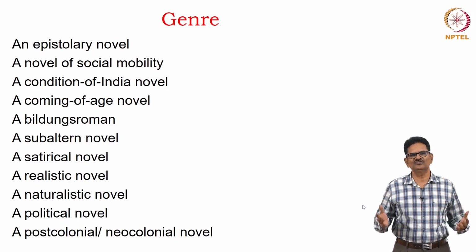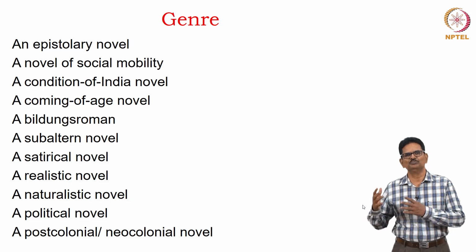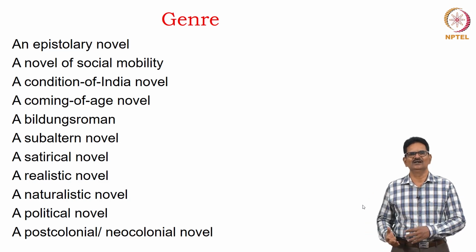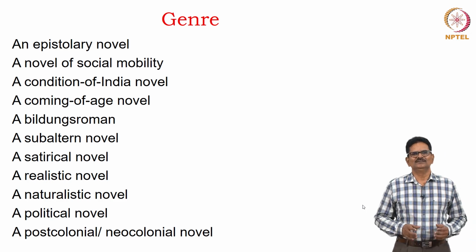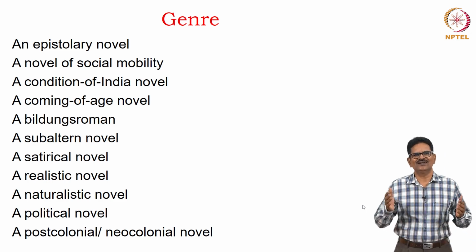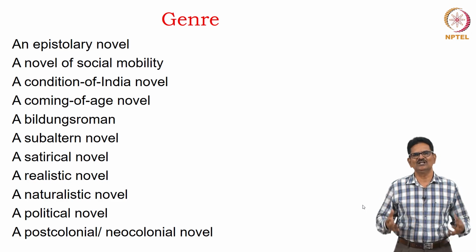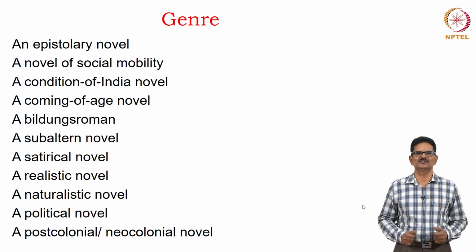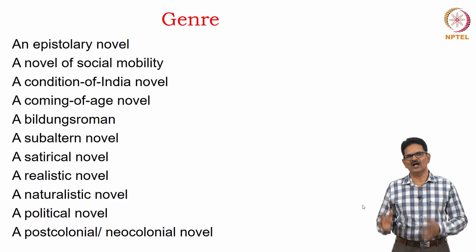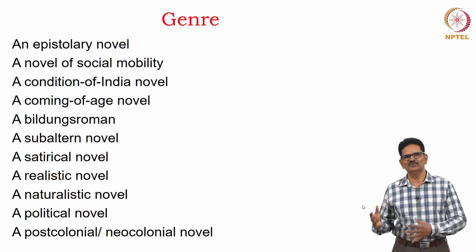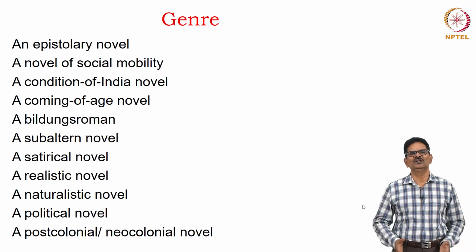This is a novel of social mobility because Balram Halwai moves from a poor family in North India and becomes a rich man in South India. This novel is also called a condition of India novel as it deals with the exact social, political, economic condition of our country. It is also called a coming of age novel because the young boy Balram Halwai grows up from his childhood. That's why we have another name, a Bildungsroman.